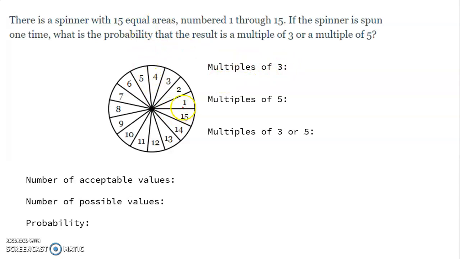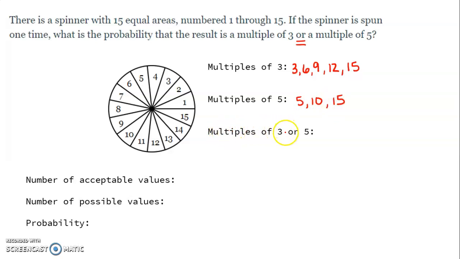Okay, we also have a spinner here with 15 equal areas, numbered 1 through 15. If the spinner is spun one time, what's the probability that the result is a multiple of 3 or a multiple of 5? So the first thing I'm going to do is I'm going to list out my multiples of 3 here that are on my spinner. So I've got 3, 6, 9, 12, and 15. My multiples of 5 are 5, 10, and 15.